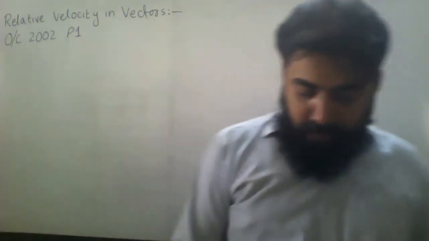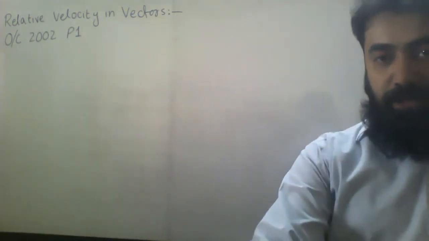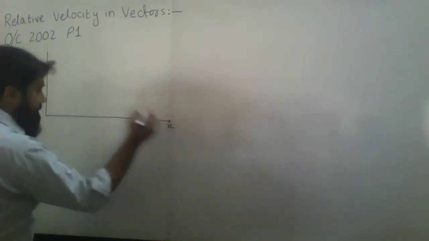Starting with the first one, October November 2002 paper 1. This is my first question, and in this question first of all they have given us a diagram. This is x, this is y, and this is your origin. That is the first thing given to us.